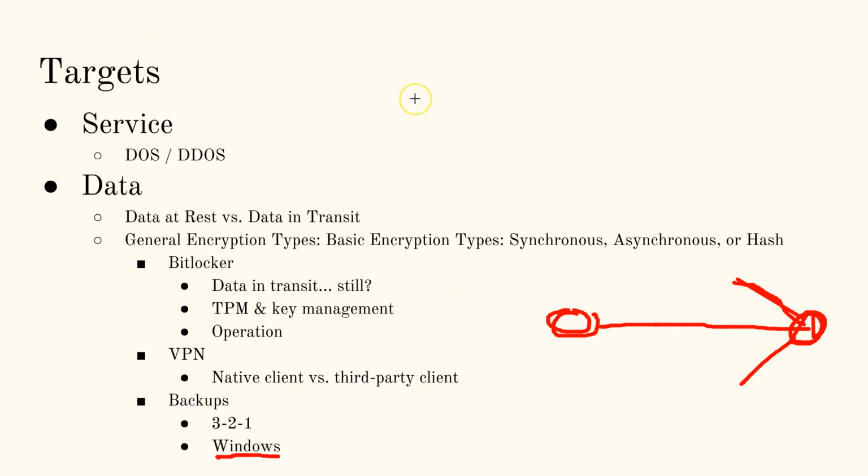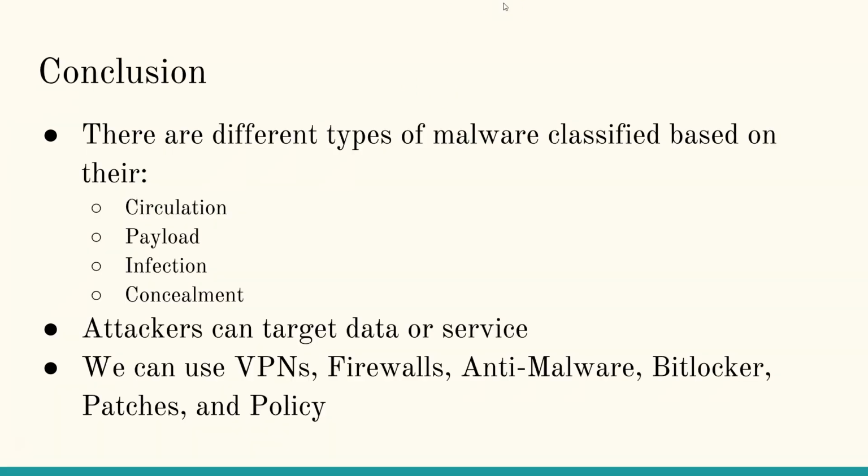Those are the different targets we can go after and the protections. There are different types of malware classified based off their circulation, payload, infection, and concealment. Attackers can target data or service. We can use VPNs, firewalls, anti-malware, BitLocker, patches, and policy.